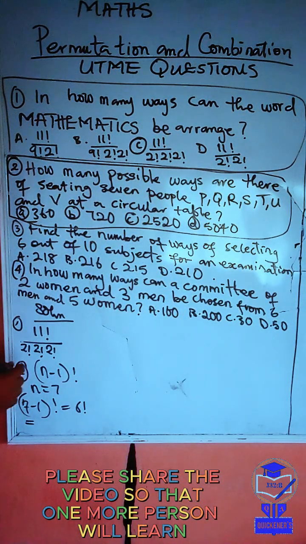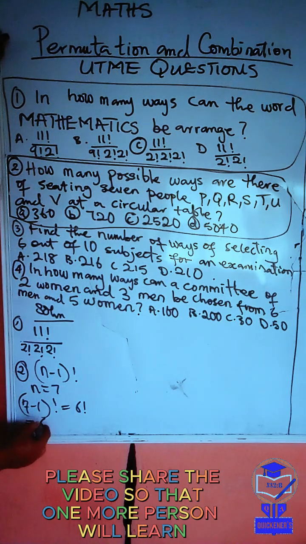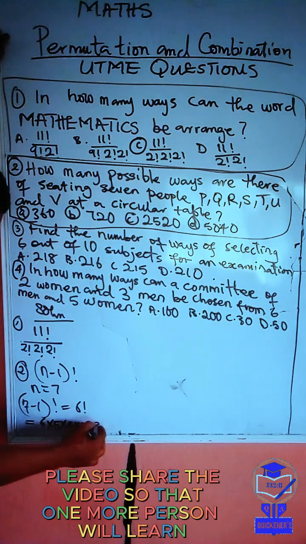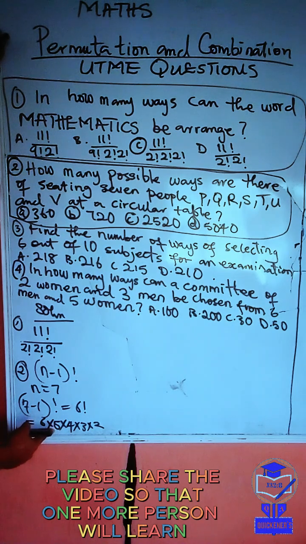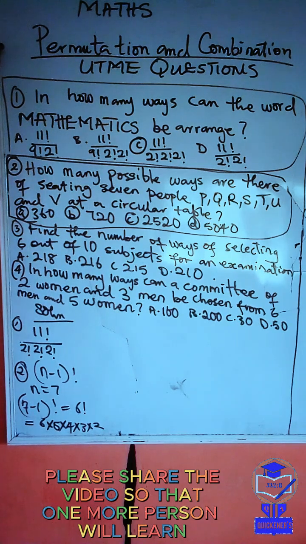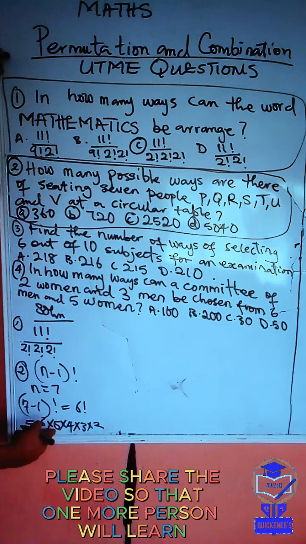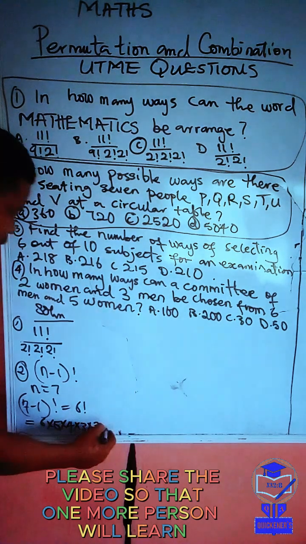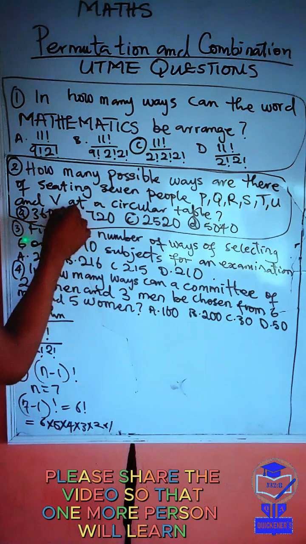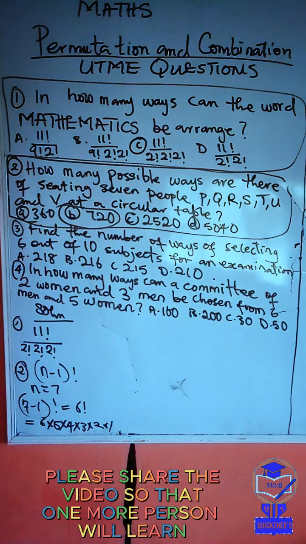Let's break it down. 6 times 5 times 4 times 3 times 2. So 6 times 5, 30. 30 times 4, 120. 120 times 3, that's 360, and times 2 is 720. So our answer is 720. Option B. Okay? Option B.